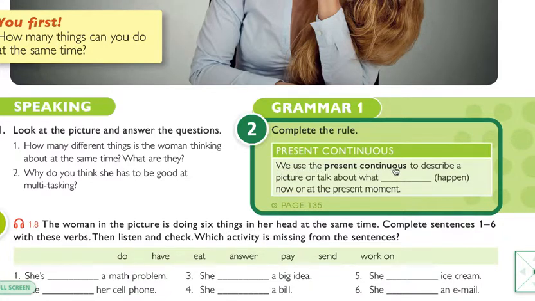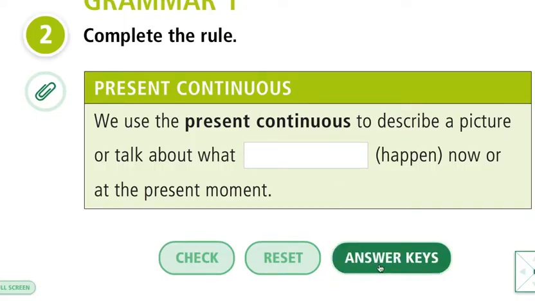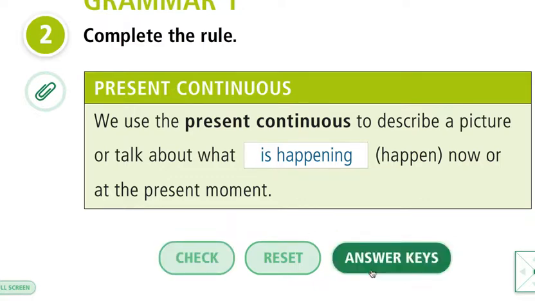We use the present continuous to describe a picture or talk about what is happening right now. So if you remember, sentences in present continuous are those which represent the things that are happening in the moment. For example, right now, I am recording a video, or making a video. You are listening to me. Do you remember that? This is what the present continuous is about.